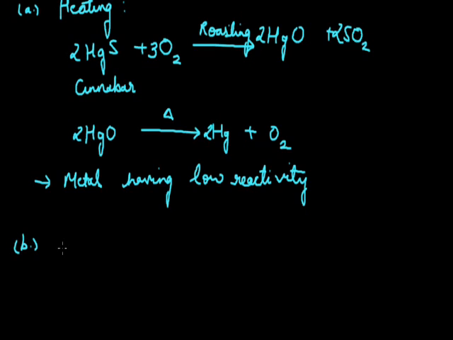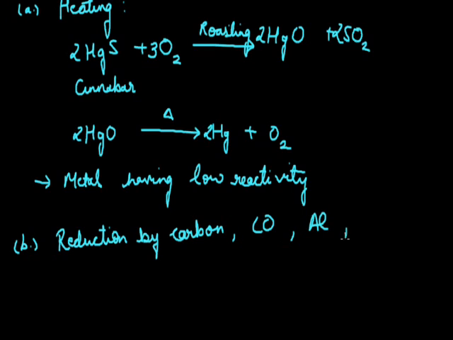The second way is chemical reduction, that is, reduction by using some reducing agent. The reducing agent can be carbon monoxide, aluminium, hydrogen, etc., depending on how the metal oxide will react with these.